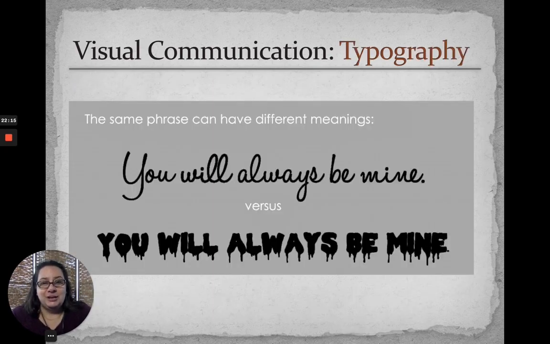All right, now we're going to talk about typography. I love this image. Typography is critical in terms of clearly communicating your message. The same phrase can have different meanings. So, 'You will always be mine' versus 'You will always be mine.' Yes, one looks like a romantic comedy and one looks like a horror film. It's the same exact words, but they have entirely different meanings.